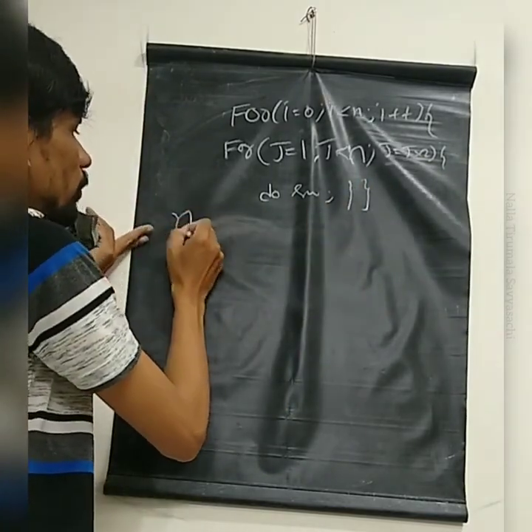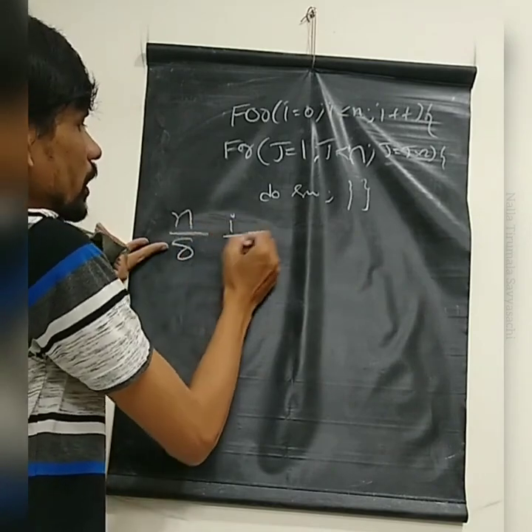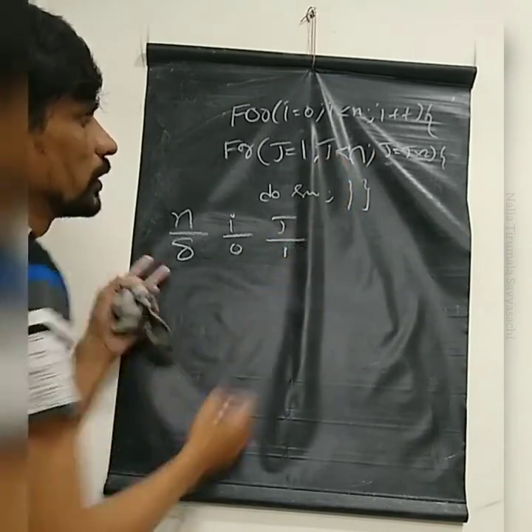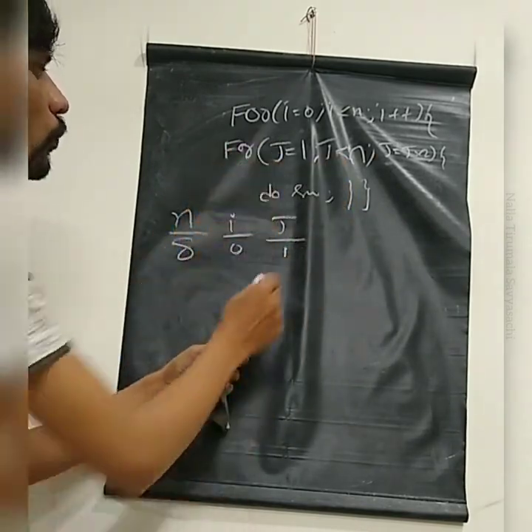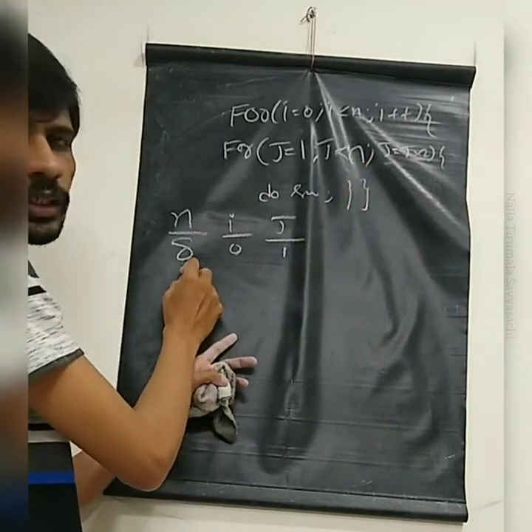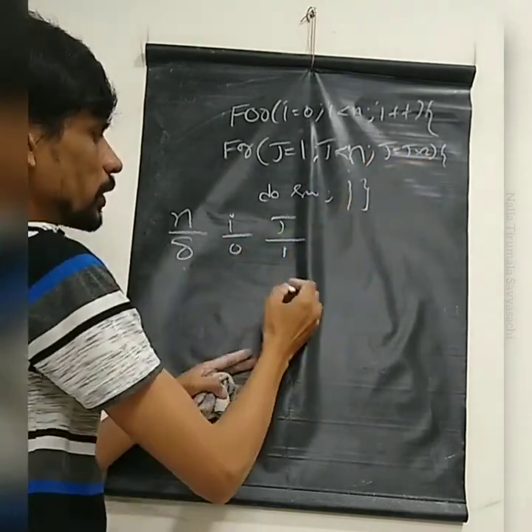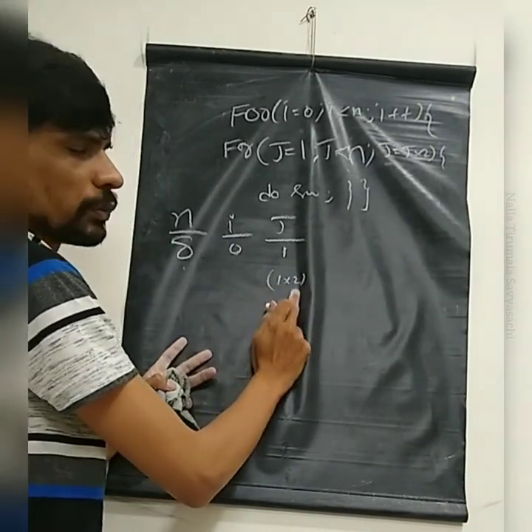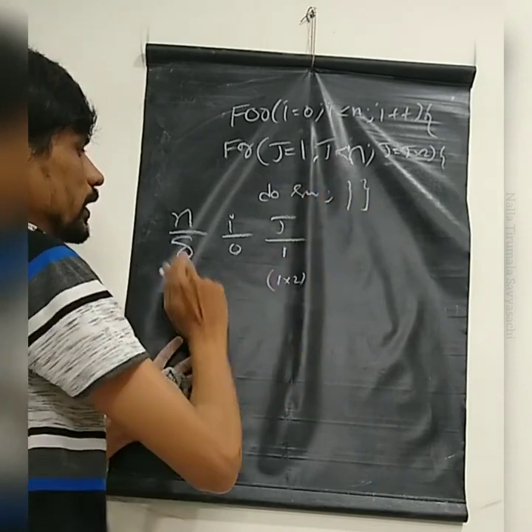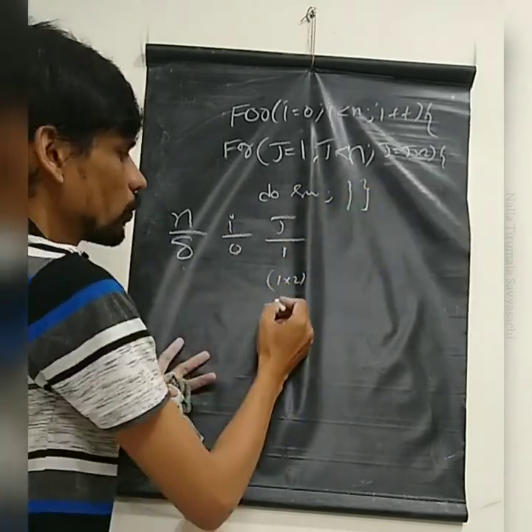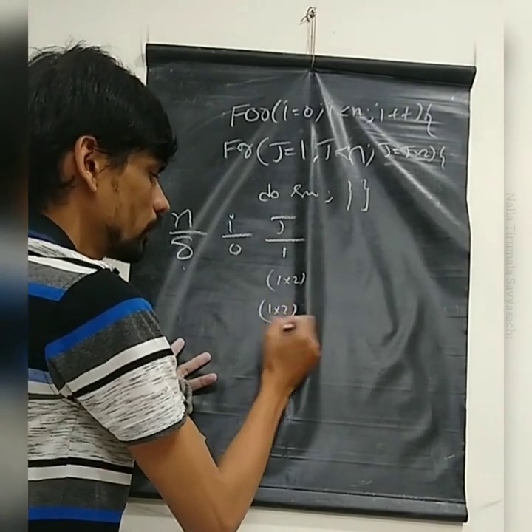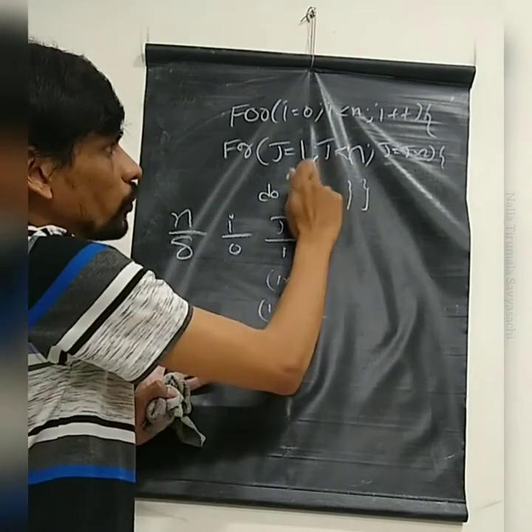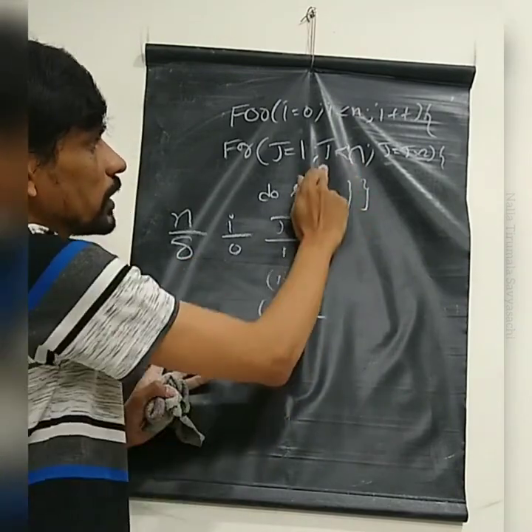Let's see. For example, my n is 8. My i value is 0 initially. What is my j value? 1, right? So 1 is lesser than 8. So what exactly are we doing? We multiply 1 by 2. 2 is lesser than 8. Again one more time, I am multiplying with 2. So this value is 4. 4 is lesser than 8.